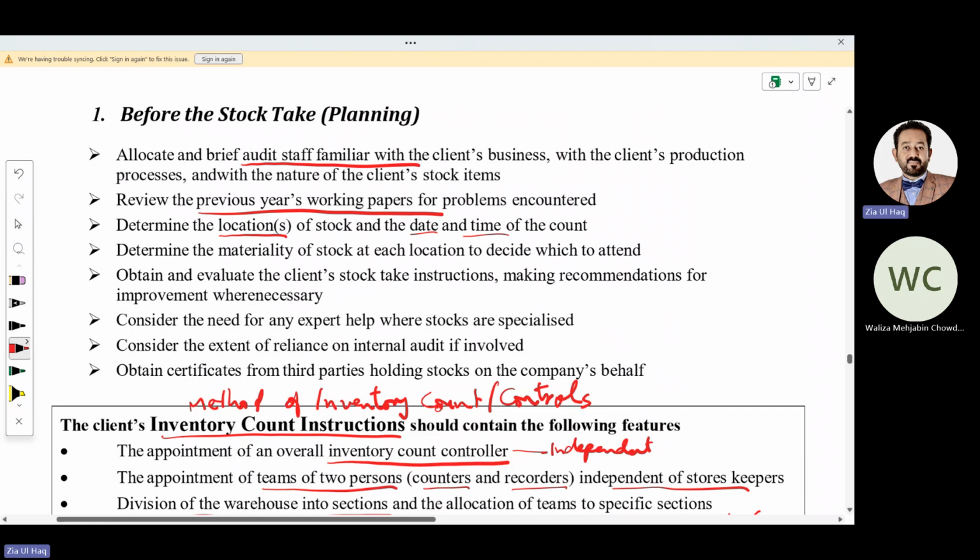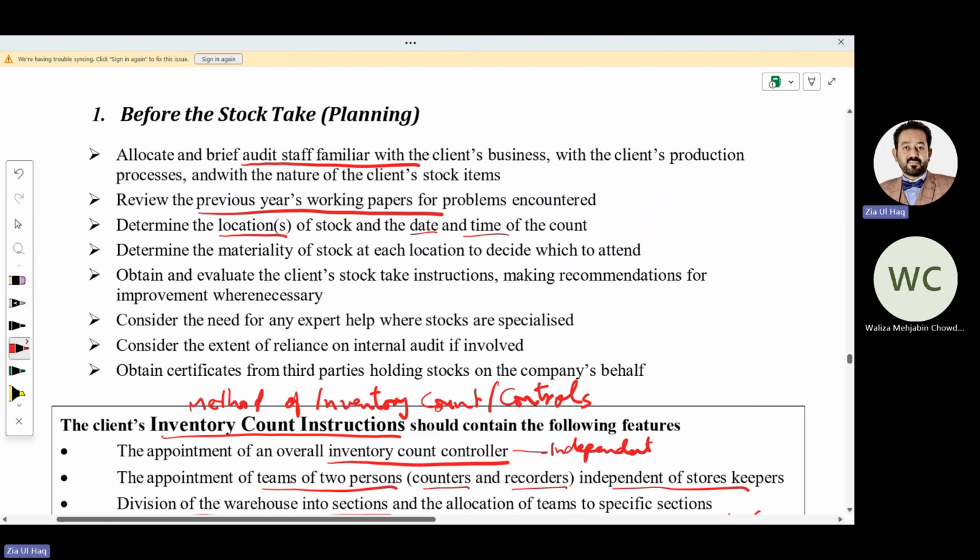I thought they would be waiting for me. Obviously, the auditor will be there, then they will start the count. No, because they don't want to disturb their business. So that's why, being an auditor, before count, we need to make sure at what location the count will be conducted and at what date and time, so that we can send our audit staff on that date and time to that location.